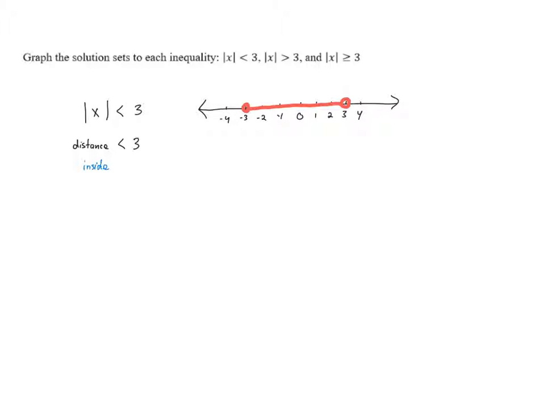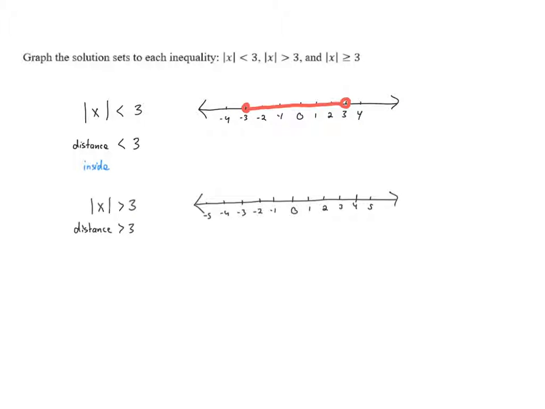Let's take a look at the next one and see how this ends up being different. Let's take a look at the absolute value of x is greater than 3. Again, we're going to draw a number line so that we can look and see where on the number line our solutions fall. So here, because we have the absolute value of x is greater than 3, what that means is that the distance between x and 0 on the number line has to be greater than 3.